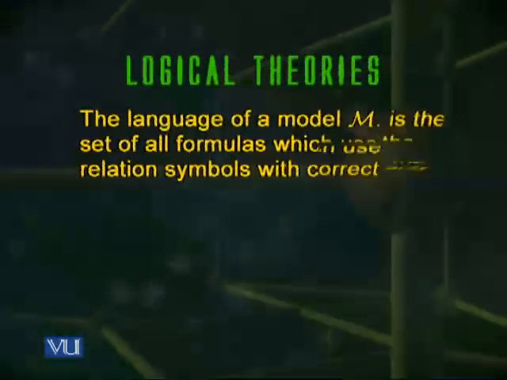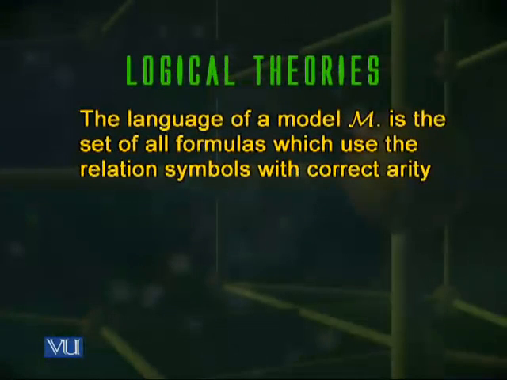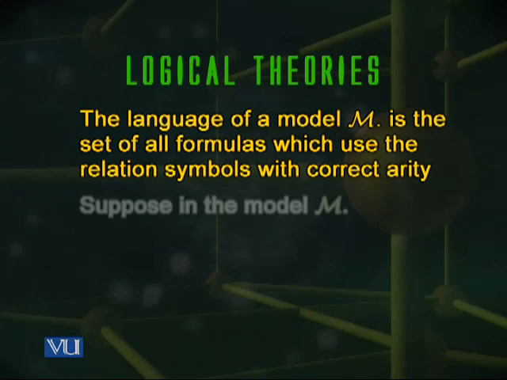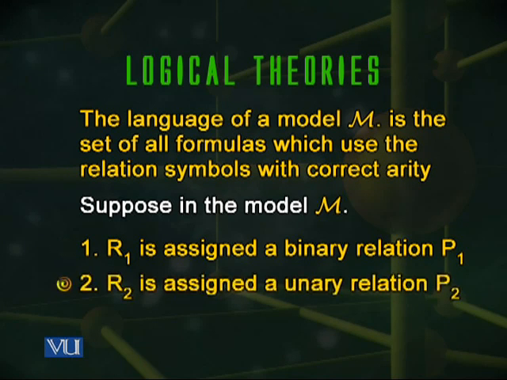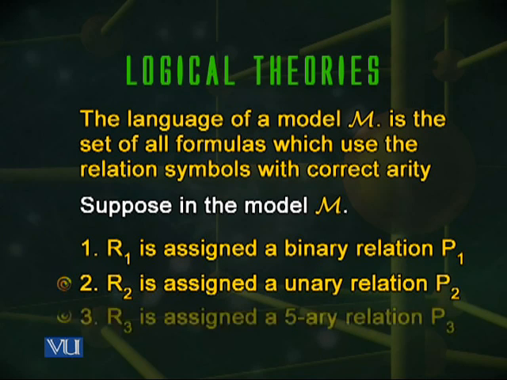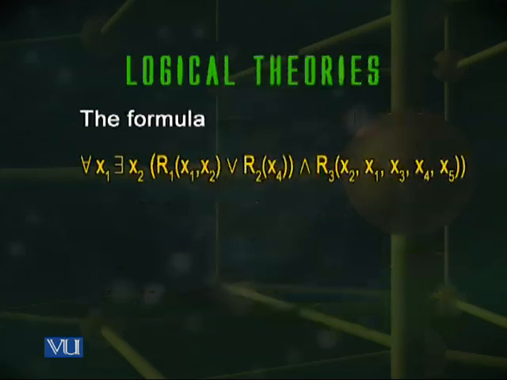Let's look at an example. The language of the model is the set of all formulas which use the relation symbols with correct arity. Suppose in the model M, R1 is assigned a binary relation P1, so the arity of P1 is 2. R2 is assigned a unary relation P2, so the arity of P2 is 1. R3 is assigned a five-ary relation P3, so its arity is 5. Then let's look at this formula.